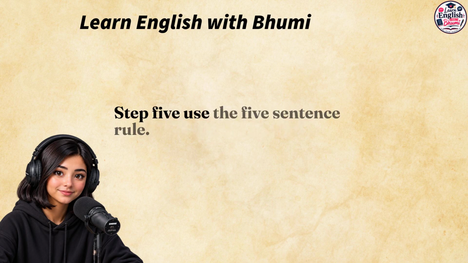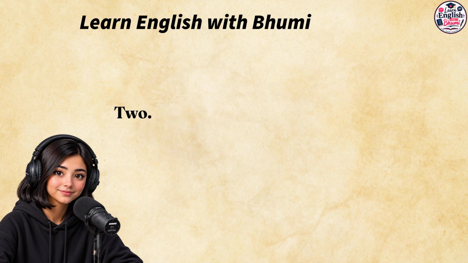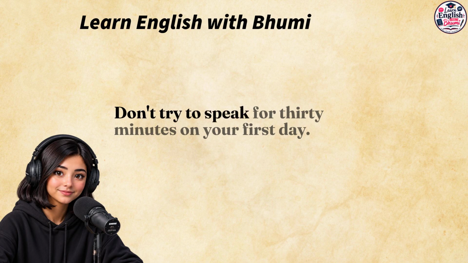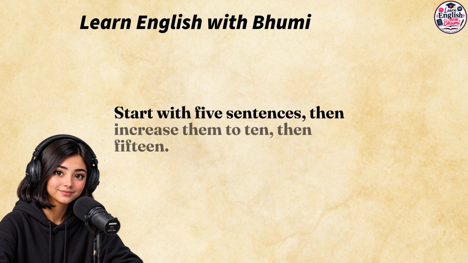Step 5. Use the 5-sentence rule. Here's a simple daily exercise. Choose one topic every day. For example, my morning routine. Now speak 5 sentences. 1. I wake up at 7. 2. I brush my teeth. 3. I make a cup of tea. 4. I have breakfast with my family. 5. Then I start my work. That's it. Don't try to speak for 30 minutes on your first day. Start with 5 sentences, then increase them to 10, then 15.